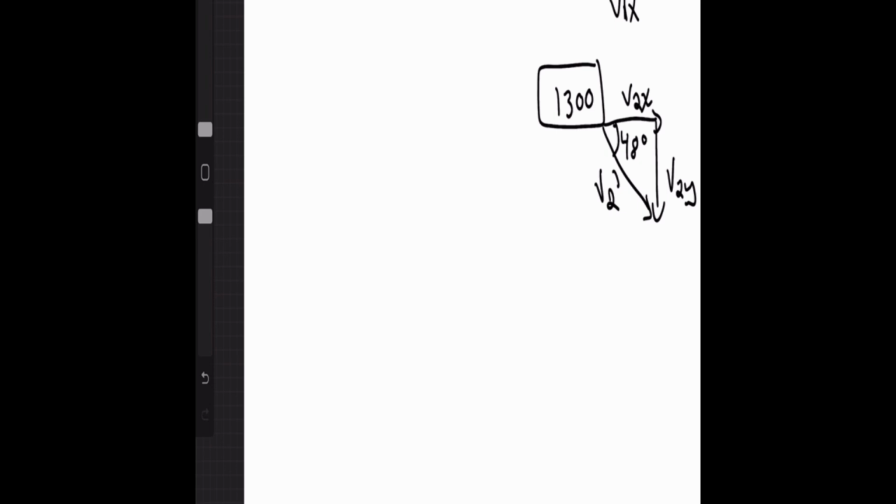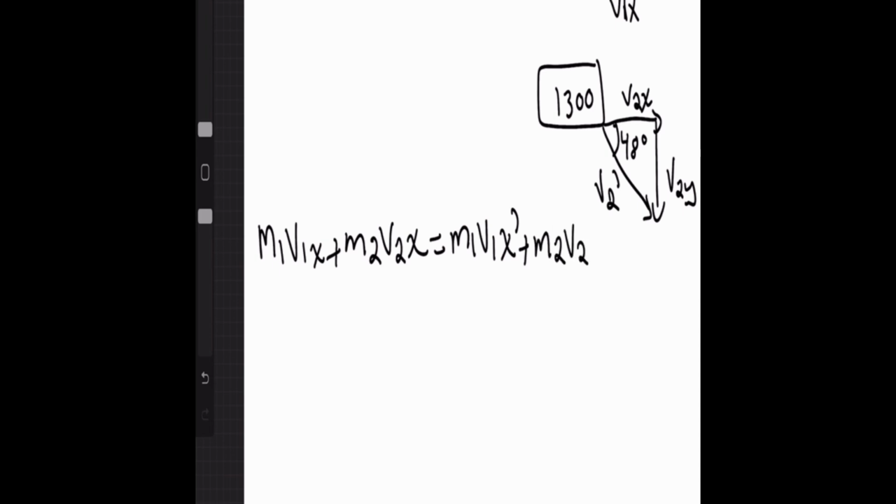Okay, here is the equation we're going to use. We are using this equation because momentum is conserved and is neither created nor destroyed, meaning the momentum initial in the x direction will equal the momentum after in the x direction. So now we're going to sub what we know into our equation.